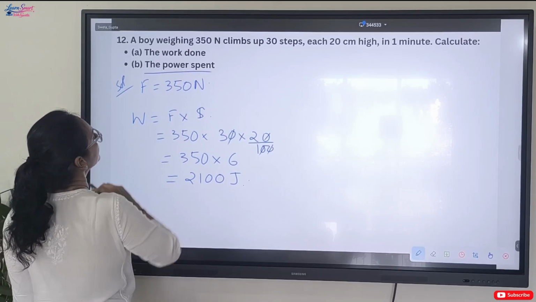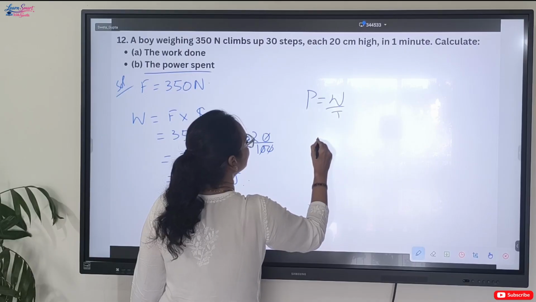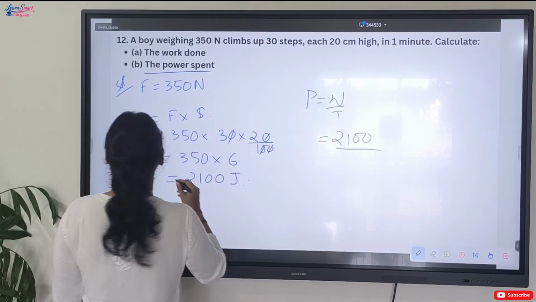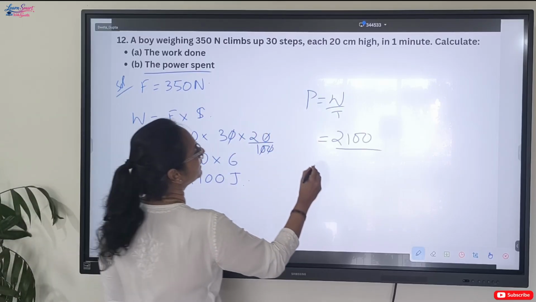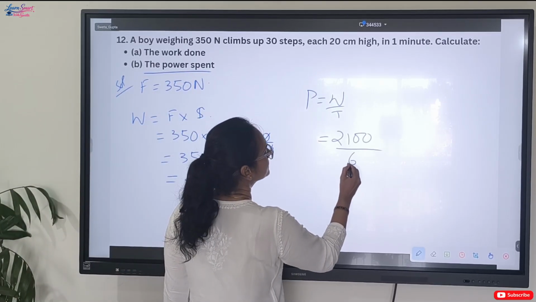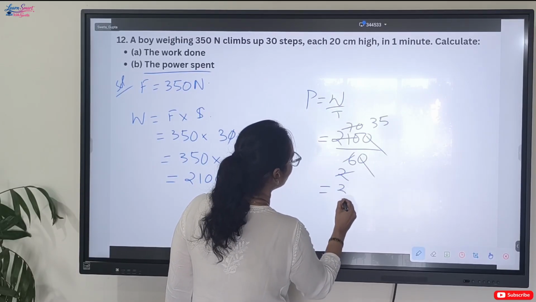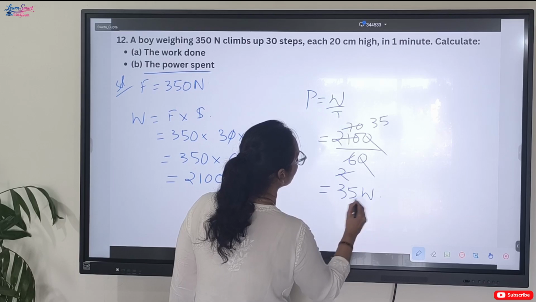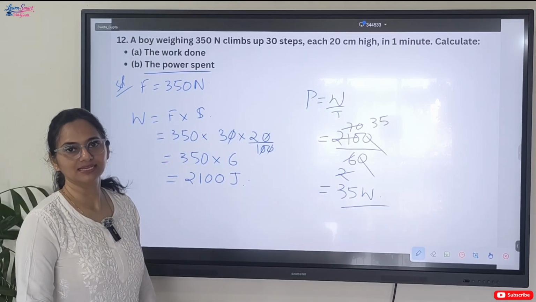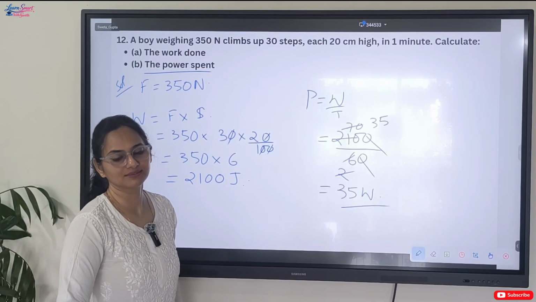And now we have to calculate the power. So we know power is equal to work done upon time taken, which is 2100 upon time taken. Time taken is 1 minute, and we will convert minute to seconds because that's the SI unit. So we will write 60 and so power will be 35 watt. And that's how very simply we can calculate this. I hope you found this easy, simple. Let's see the next question.